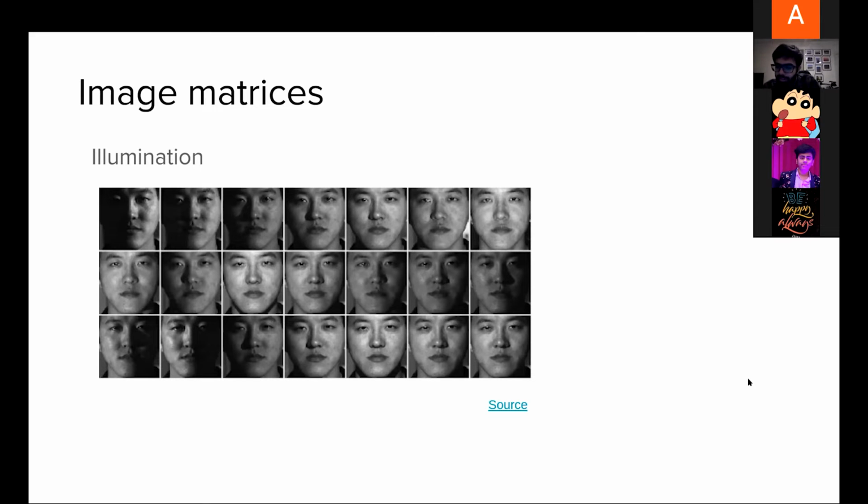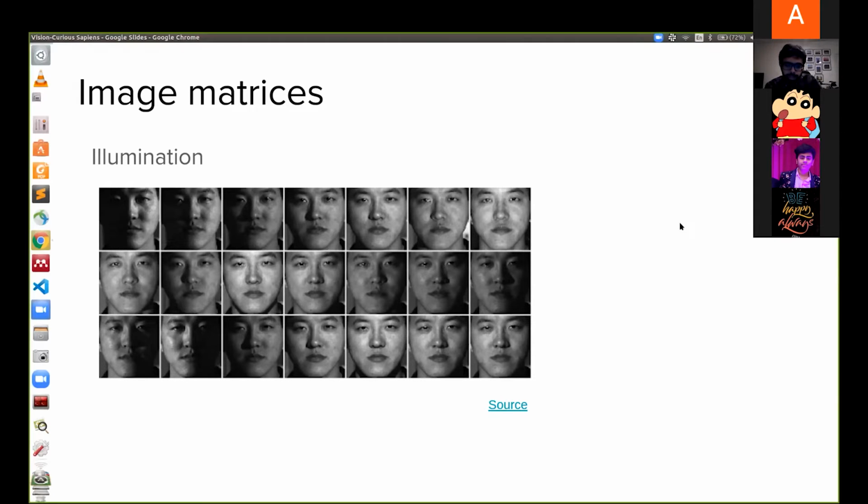Okay, so now we understand what different currents flowing correspond to, and now you see these faces, right? For humans it's very easy to perceive that these are all the same faces. But if you think about what the computer is seeing, the computer is essentially seeing numbers, right?